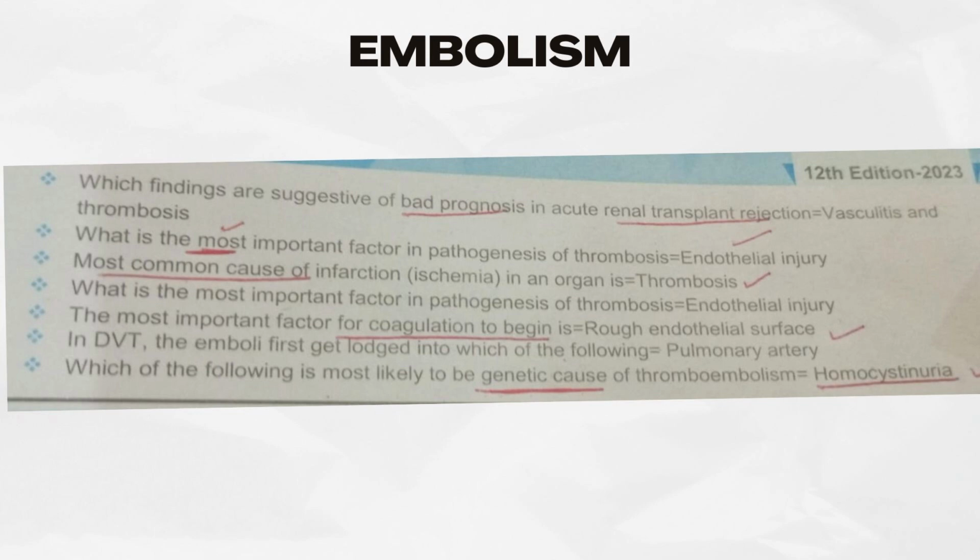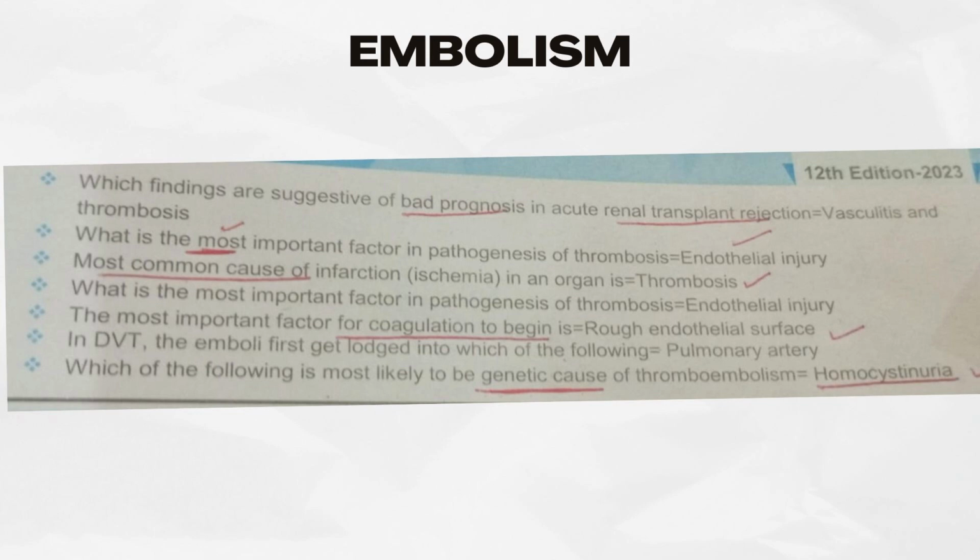What is the most important factor in pathogenesis of thrombosis? Endothelial injury is the most important factor. The most common cause of ischemia or infarction in an organ is thrombosis. The most important factor for coagulation to begin is the rough endothelial surface. In DVT, the emboli first get lodged into which of the following? The answer is the pulmonary artery, as we have previously discussed.